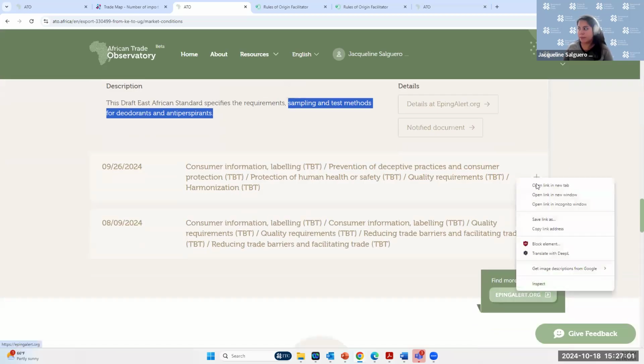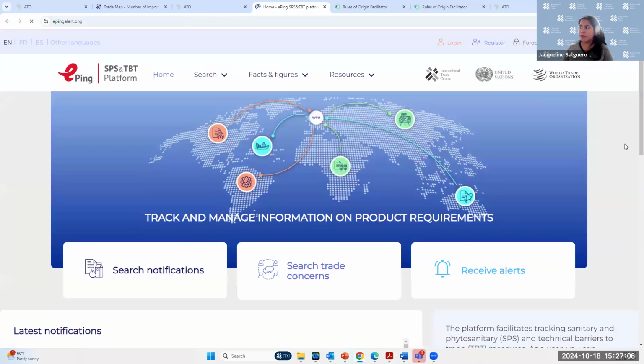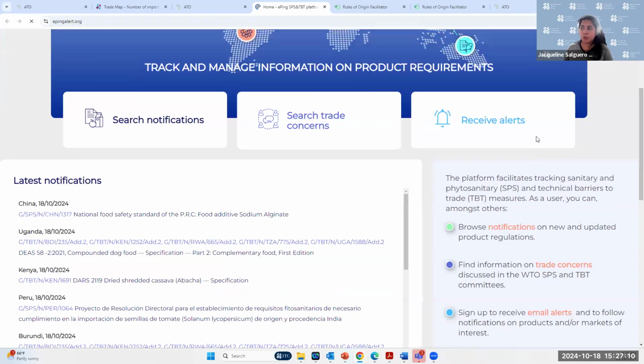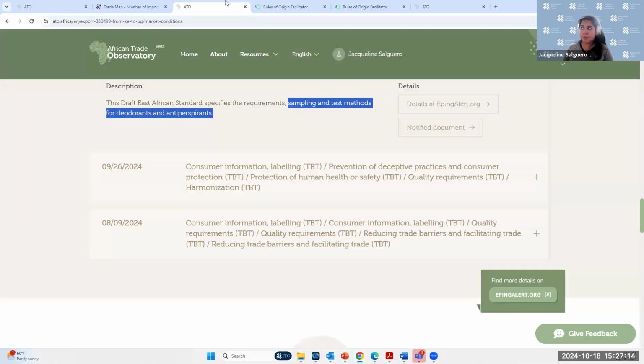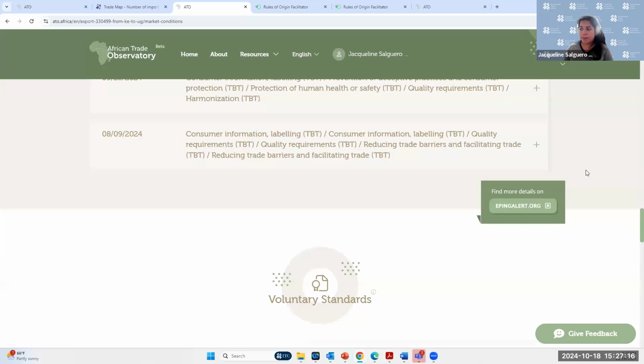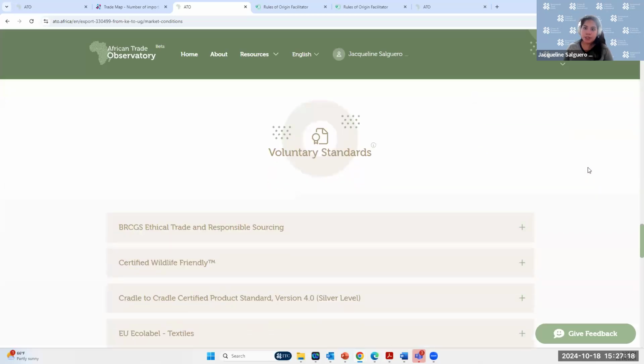So, as I said again, if you want to see this website, you just need to register, put your product, your HS code, and you will get the notifications in real time when the countries have notified them. And finally, we have the voluntary standards.